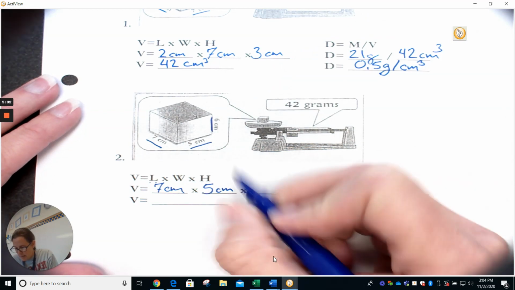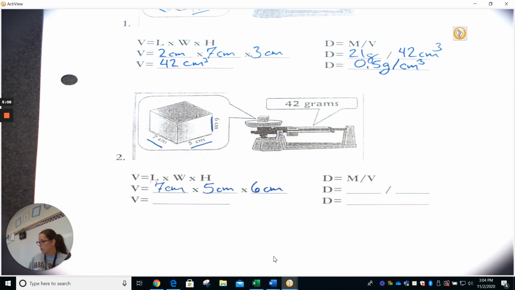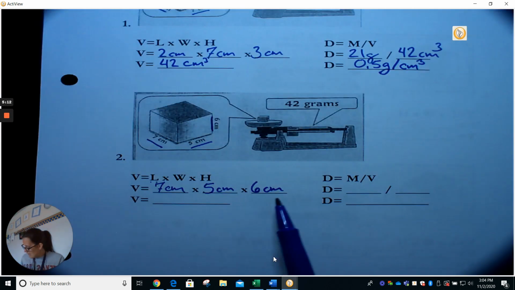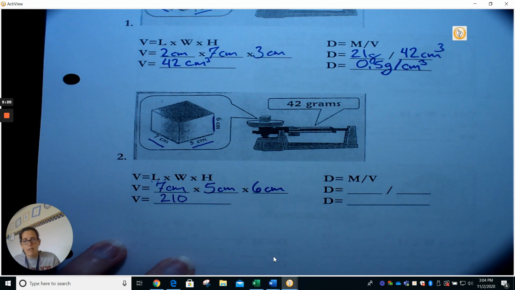So that's 6 centimeters. And we're going to multiply those together. So when we plug those in our computer, 7 centimeters times 5 centimeters times 6 centimeters, that total is going to be 210. So I'm going to put 210 right there.